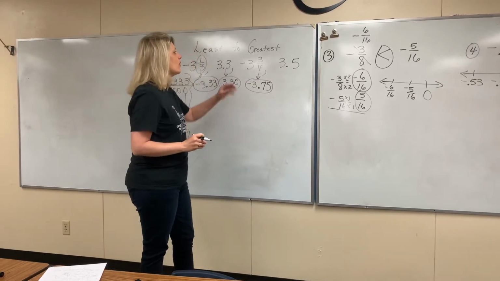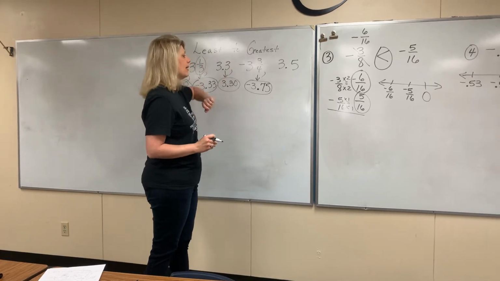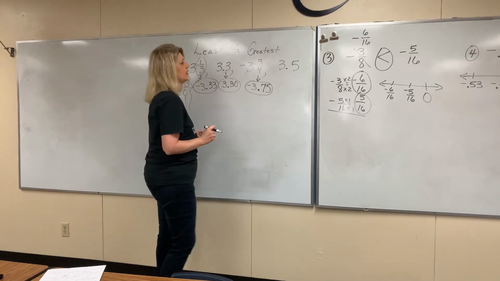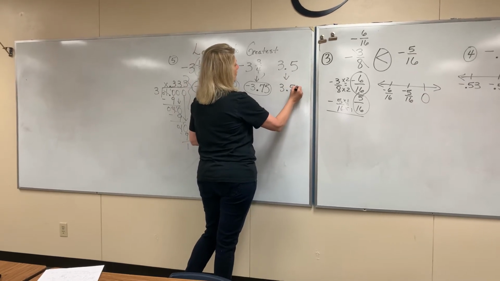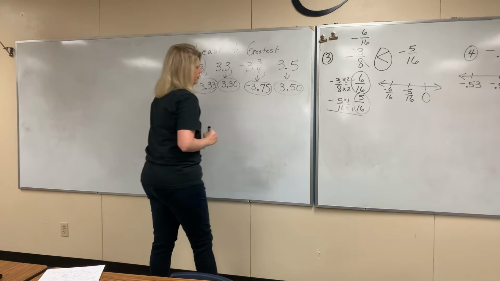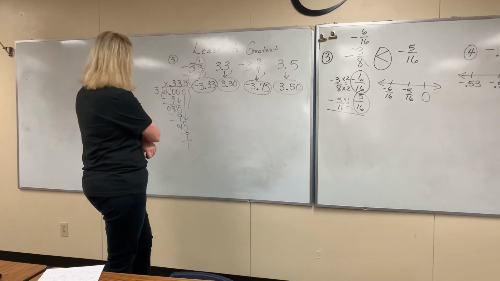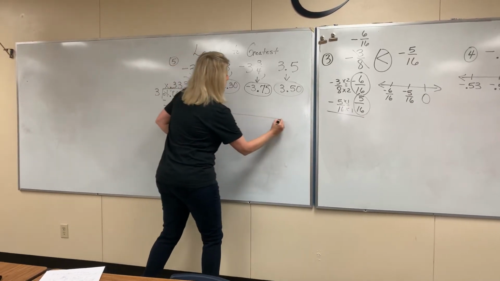But if you didn't know that, you could take the 3 and divide it by 4, and you would have gotten 75 hundredths. And then this one I'm going to make into money, which would be 3.50. Now, Miss Lane is ready to put this on a number line. Okay? So here I go.